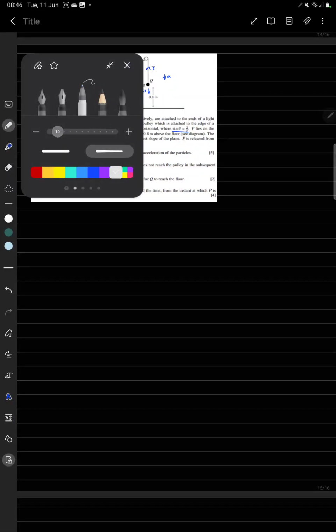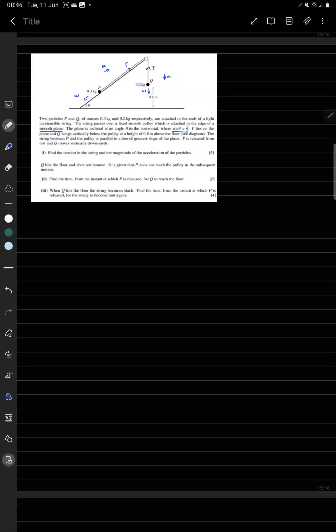Hello everyone. So we are moving on to paper 4 and it's under the connected body topic. What we are seeing here, I've already drawn some of the forces here: tension, weight, and also acceleration, where the system is going.